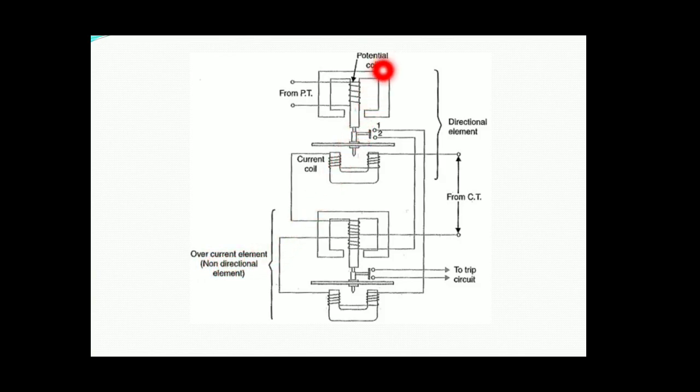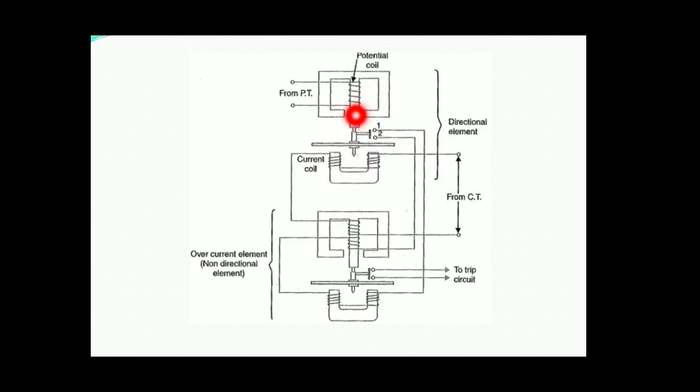The first one is the directional element. It is the directional power relay, the same as the directional power relay described earlier. It consists of two magnets, an upper magnet and a lower magnet. The upper magnet is E-shaped and the lower magnet is U-shaped.